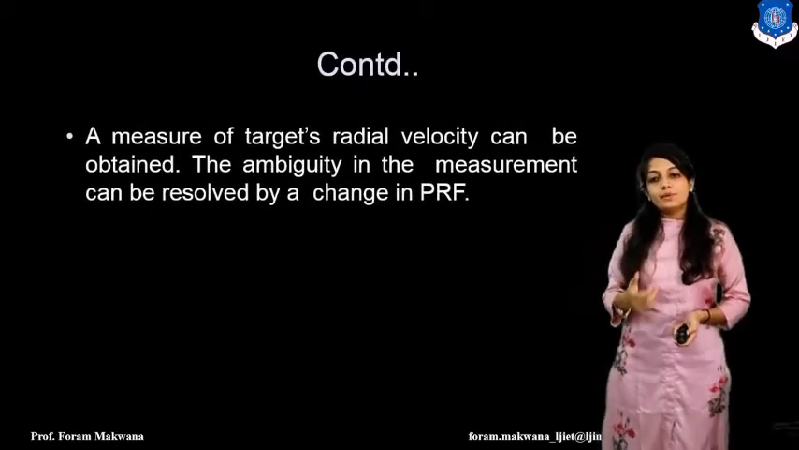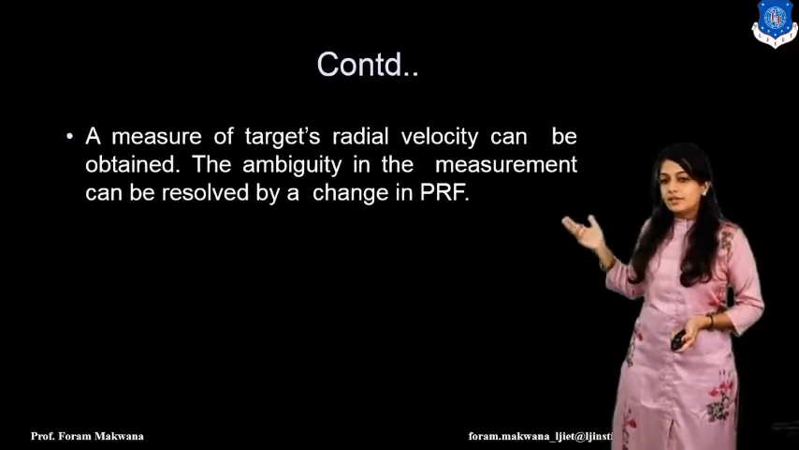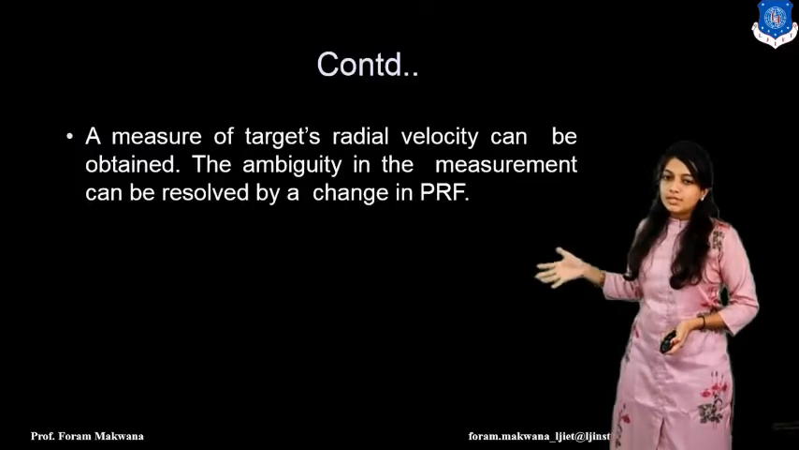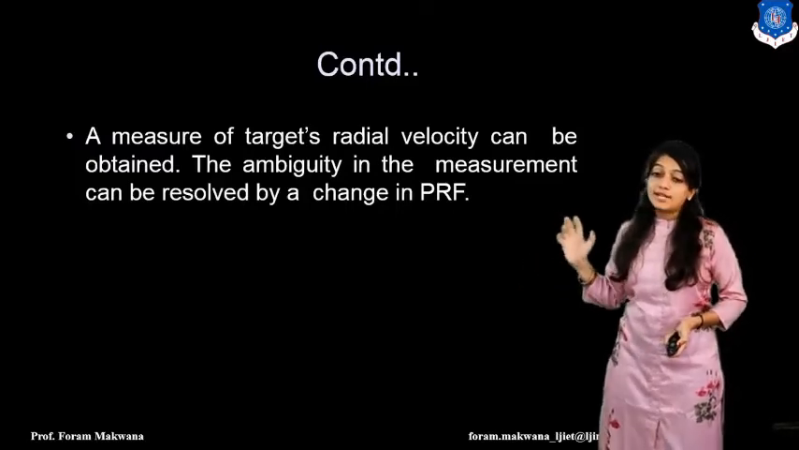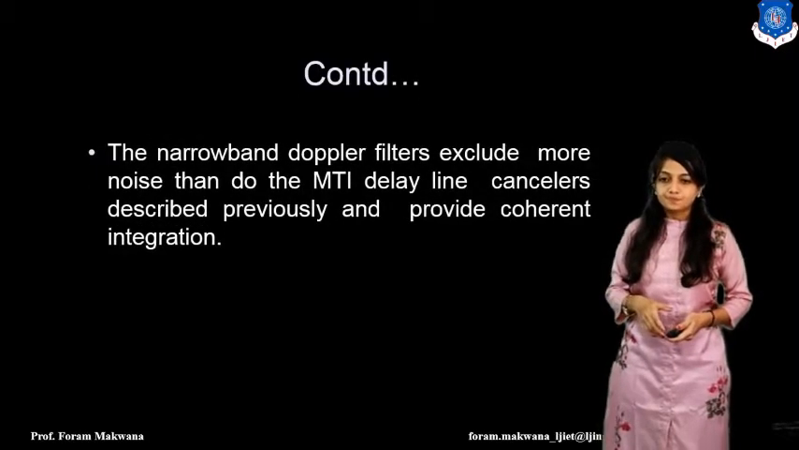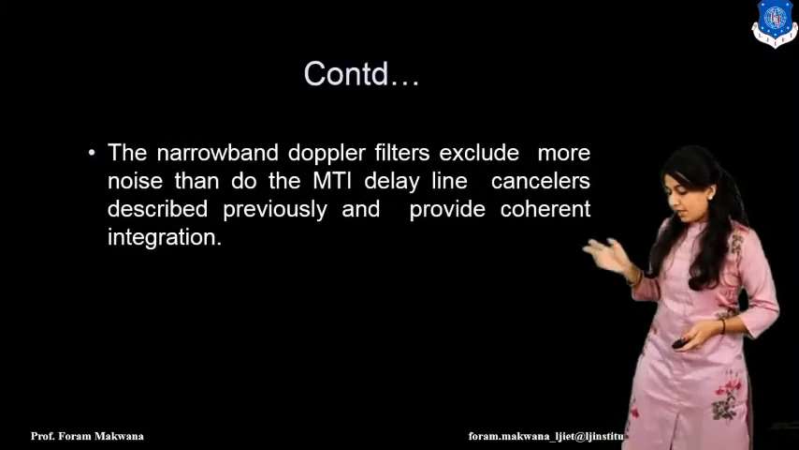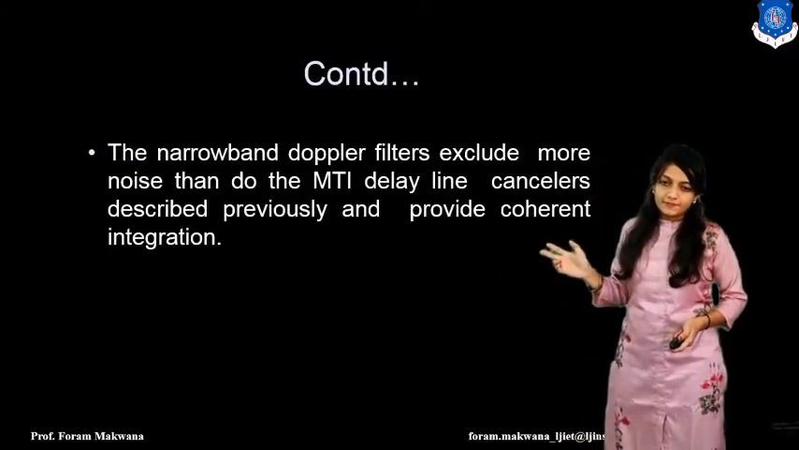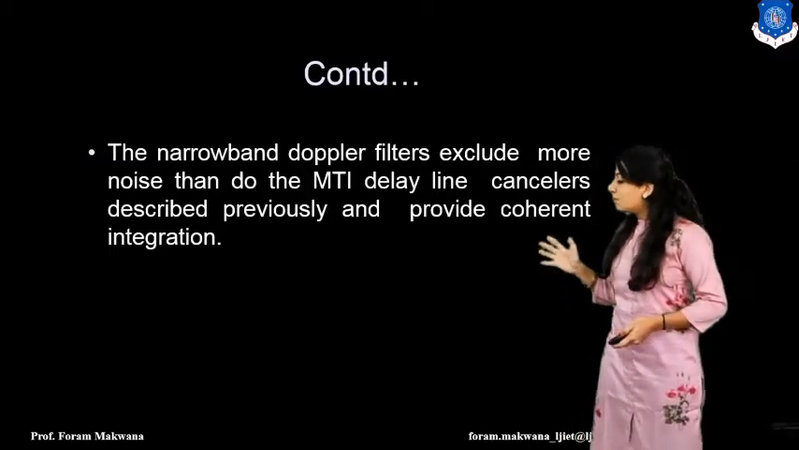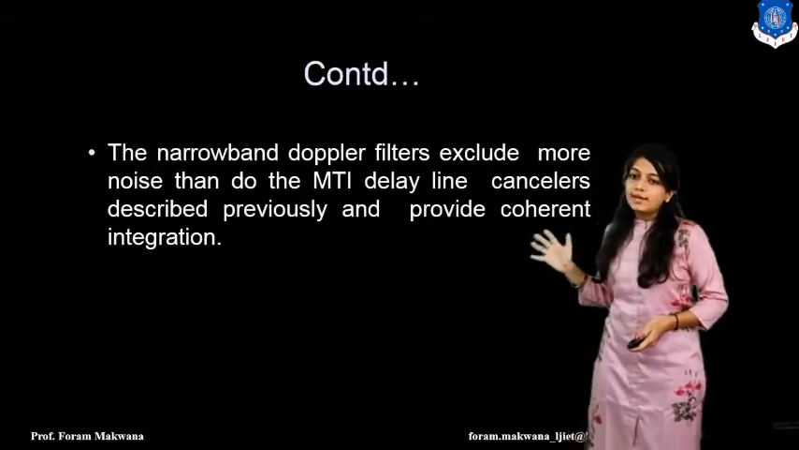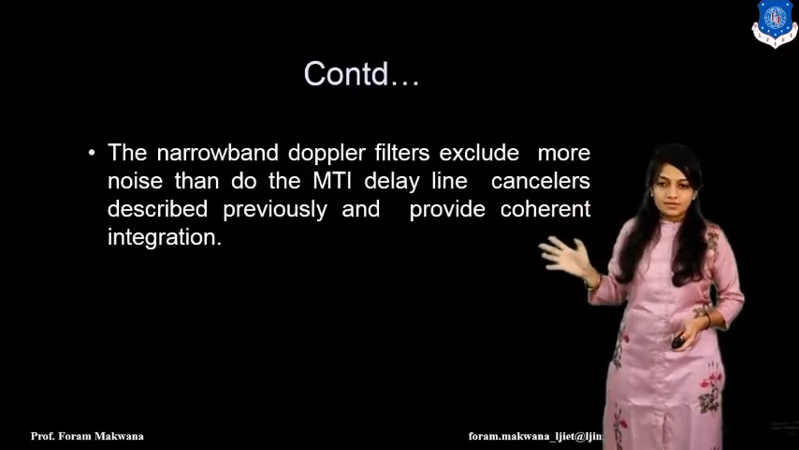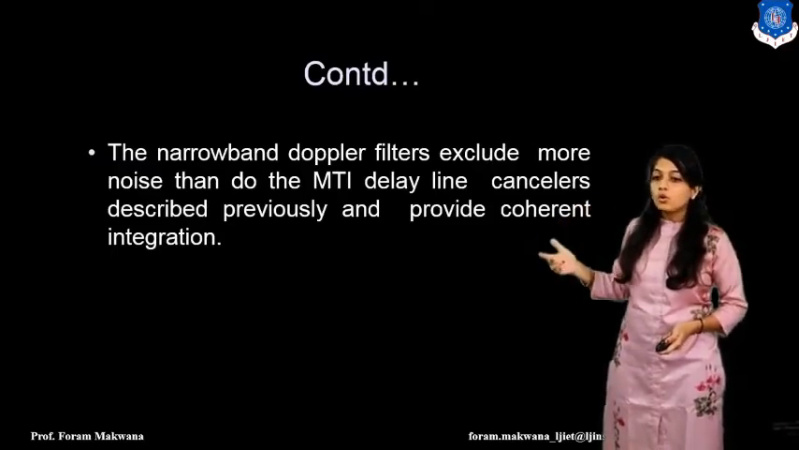So, if you are going to measure a target's radial velocity, which can be obtained, the ambiguity in the measurement can be resolved by changing the PRF. Secondly, we can also use a narrow band Doppler filter, which excludes more noise than the AMTI delay line canceller, which we have discussed previously, and it also provides a coherent integration.